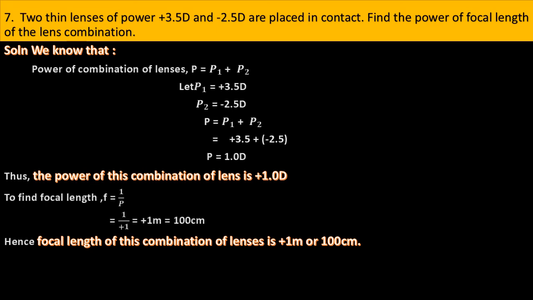So focal length can be found using the equation f is equal to 1 by P, that is 1 by 1, which is 1 meter or 100 centimeter. So the focal length of this combination of lenses is 1 meter or 100 centimeter.